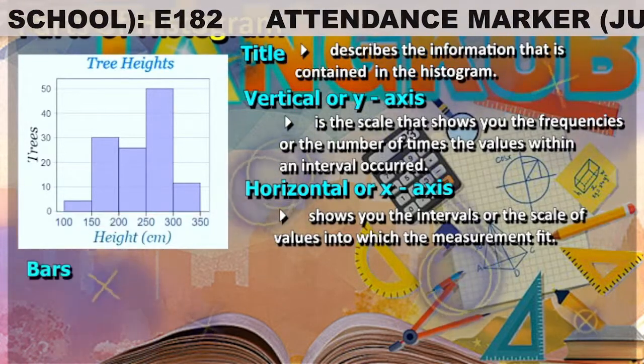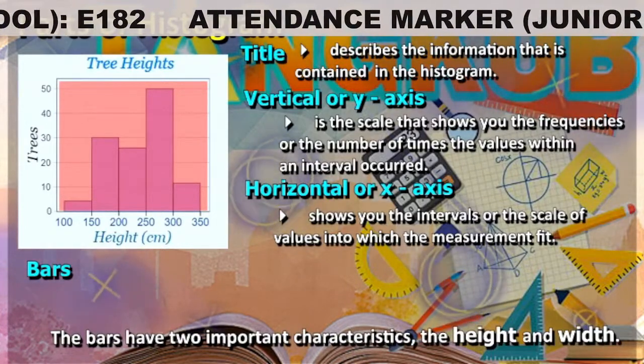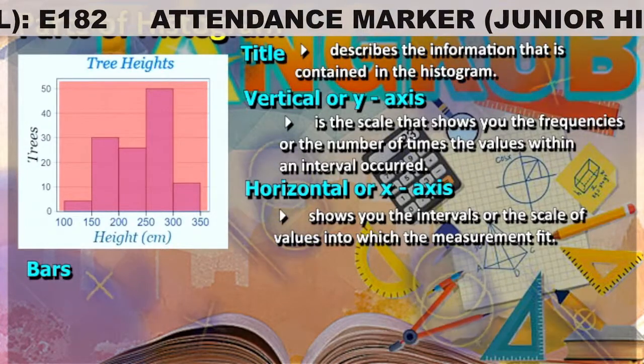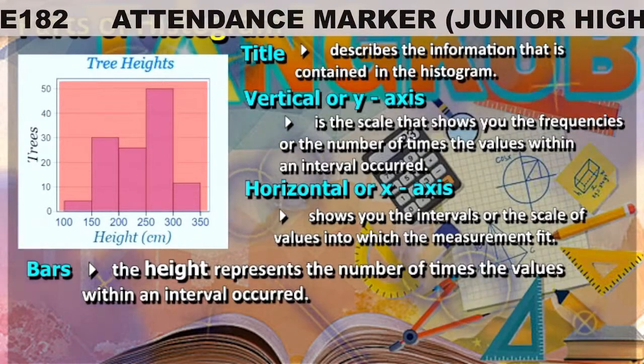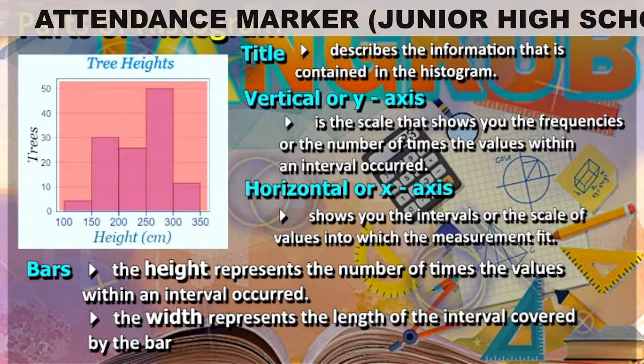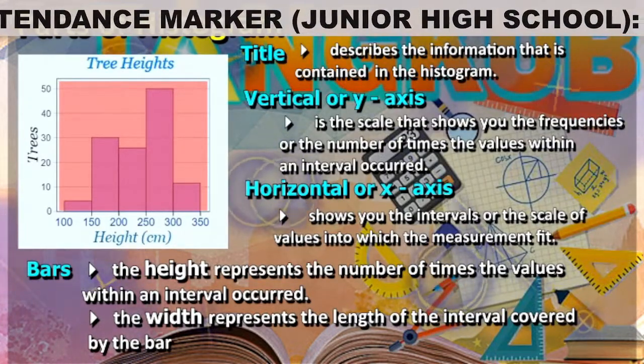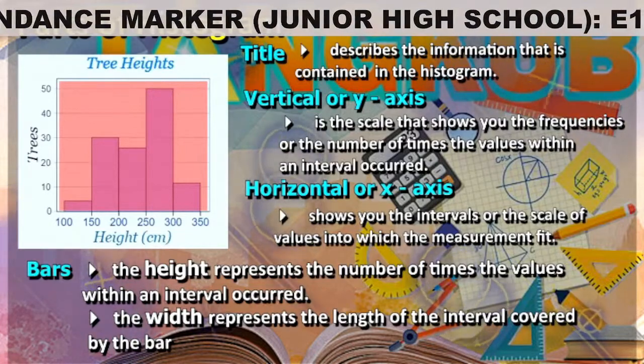The horizontal or the x-axis shows you the intervals or the scale of values into which the measurements fit. The bars. The bars have two important characteristics, the height and the width. The height represents the number of times the values within an interval occurred. The width represents the length of the interval covered by the bar. It is the same for all bars.